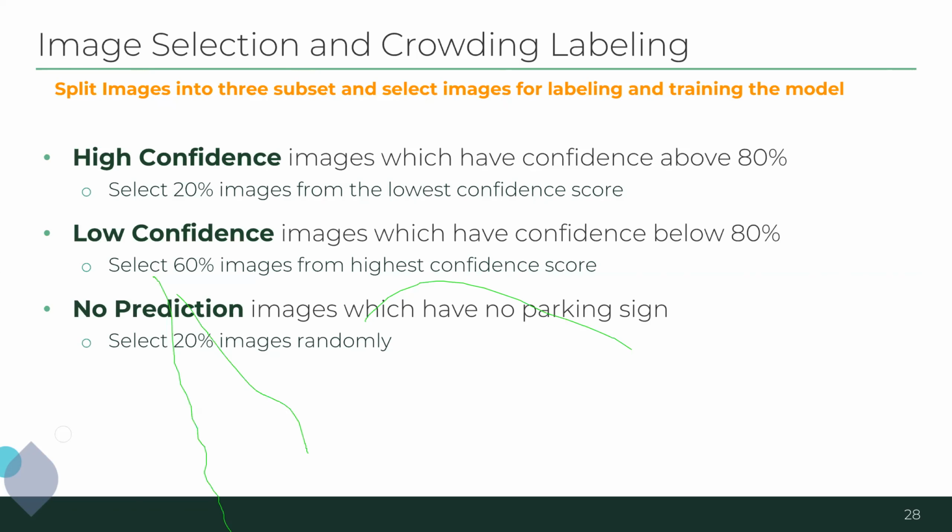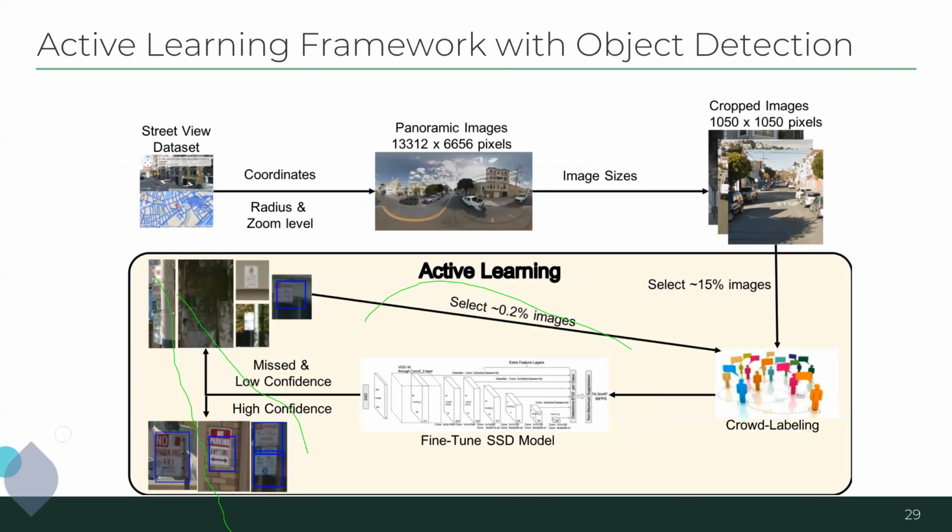And then from the trained model, we create 3 subsets: high confidence, low confidence, and no prediction image set, and then again find the new cases for training the model. Here is the framework diagram. So we start with the street view data set, and then we locate the panoramic images, we tile them, we go with crowd labeling, we train the model, and we divide into high and low confidence data sets and a non-prediction data set.